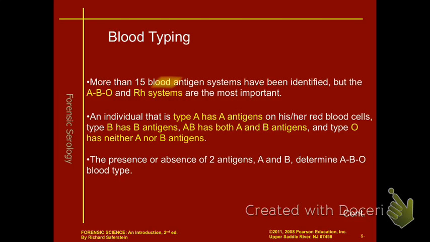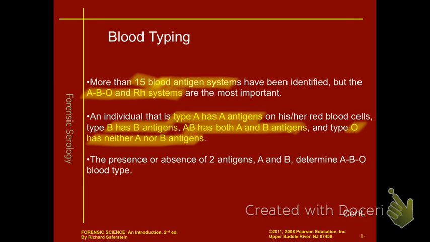There are more than 15 blood antigen systems that have been identified, but the ones that are used with blood typing are the ABO and Rh systems. An individual that has type A has A antigens on the red blood cells, B has B antigens, AB has both A and B, and O, like a 0, has neither A nor B. So the presence or absence of two antigens, A and B, determine the ABO blood type. This is kind of what it would look like.